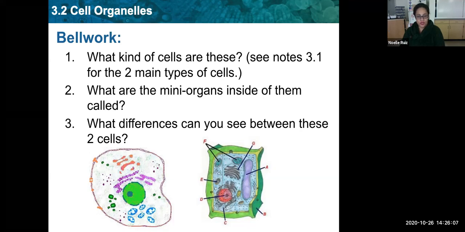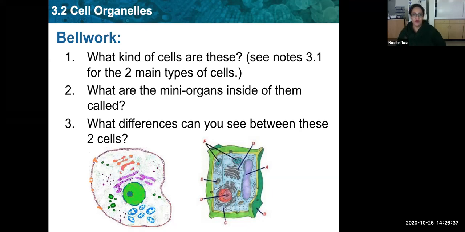So if we see a nucleus, then what type of cell are these? Both of them. What kind of cells have a nucleus? The prokaryotic cells or the eukaryotic cells? What do you guys think? There you go, Angelina. They're both eukaryotic because they both have a nucleus. They both have organelles. So they're both eukaryotic.